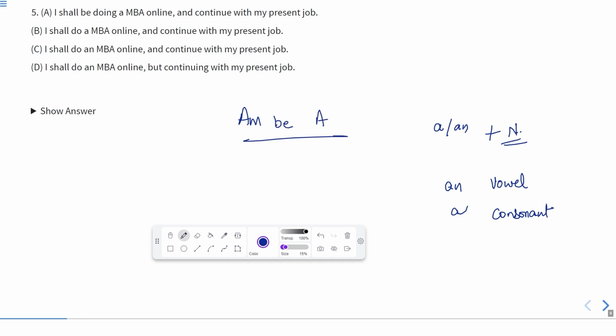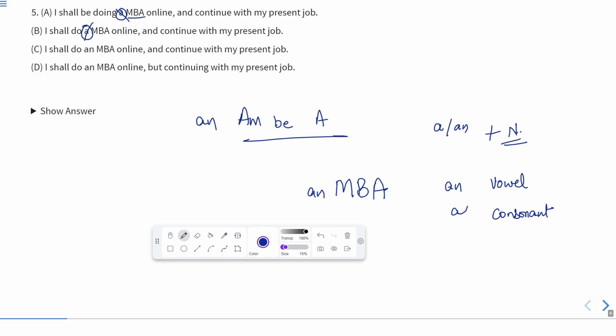Okay, so according to this we have to write AN before it, whereas in the first sentence we have MBA and before it we have used A, which is incorrect grammatically. Why so? Because with MBA we need to put AN, not A. Okay, now let us see the second sentence. I shall do a MBA online and continue with my present job. Again, this part is incorrect. Why so? Because we have written A, which is incorrect. I shall do an MBA online and continue with my present job.